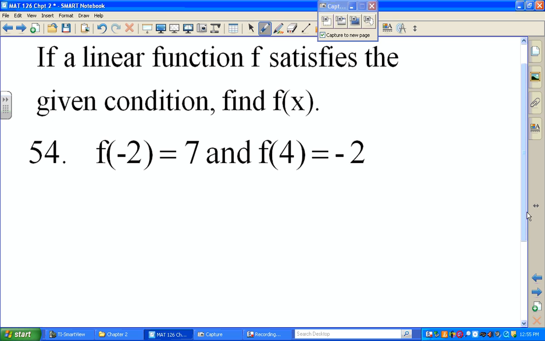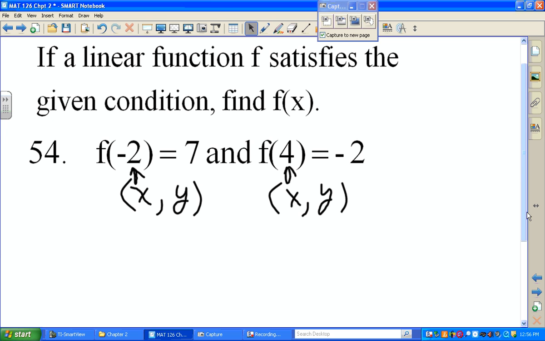This represents what? The x, and the 7 represents the y. So this represents the x, and this represents the y. So how do you find the equation of a line through 2 points? I said you're going to be asked to find several equations of lines. You've got to find the slope. Then what?